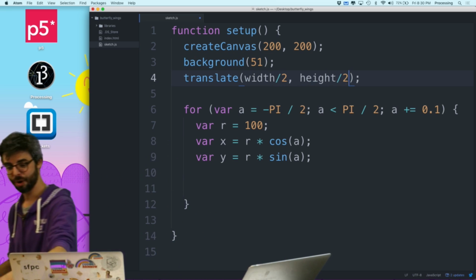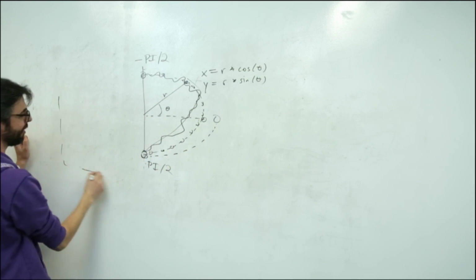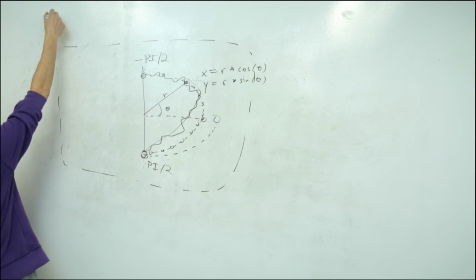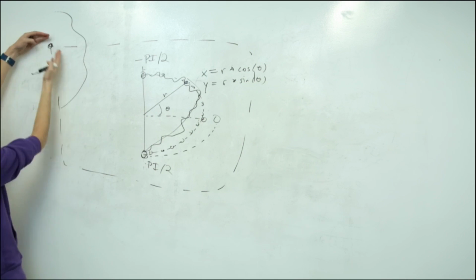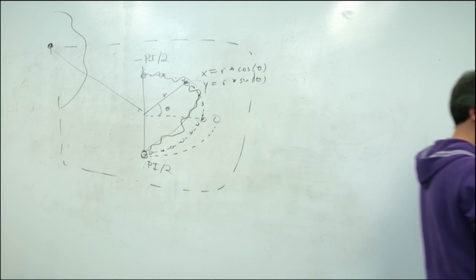Because a canvas, right here, if this is the canvas, 0, 0 is actually by default here. So this thing that I'm drawing would be sort of half off and over here. So I want to translate 0, 0 to the center, so everything's relative to that.